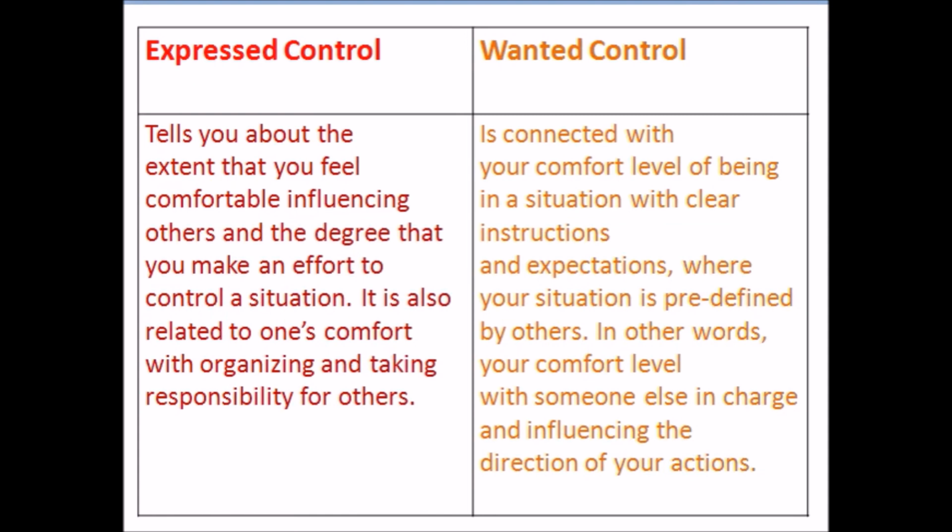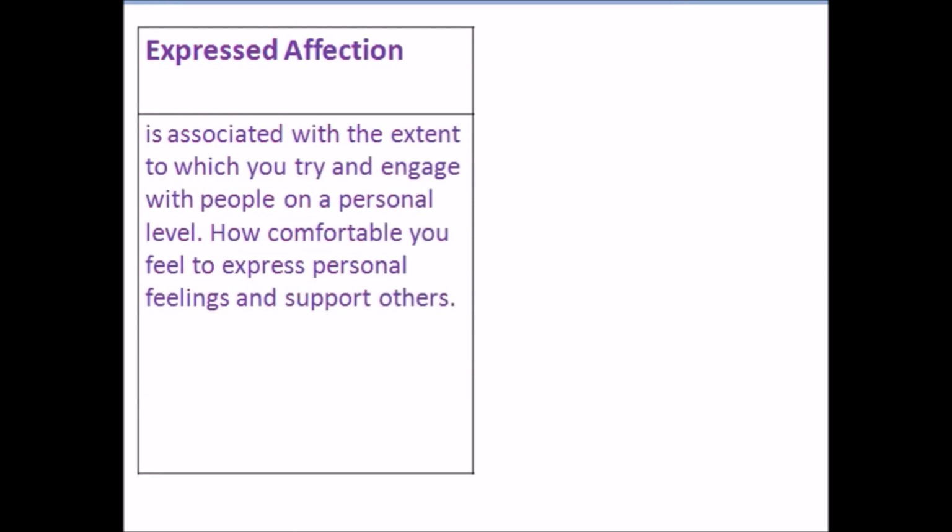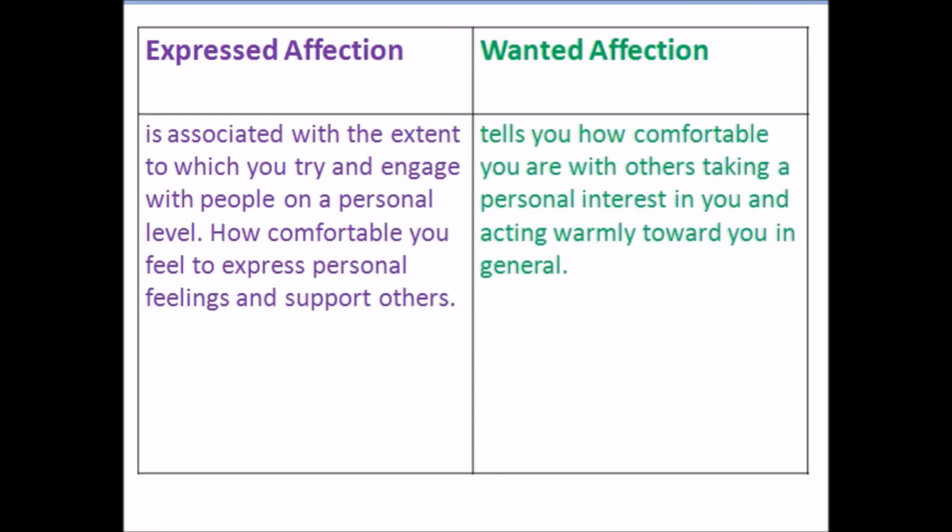The fifth section of the FIRO-B theory is called expressed affection. Expressed affection is associated with the extent to which you try to engage with people on a personal level. How comfortable you feel to express personal feelings and support others. So basically, affection is more about feelings, more about emotions. While wanted affection tells you how comfortable you are with others taking a personal interest in you and acting warm towards you in general. So the 6 sections of the FIRO-B were expressed inclusion, wanted inclusion, expressed control, wanted control, expressed affection, and wanted affection.